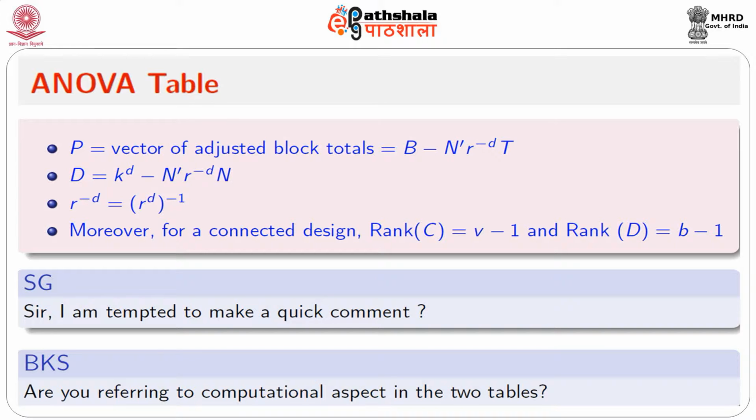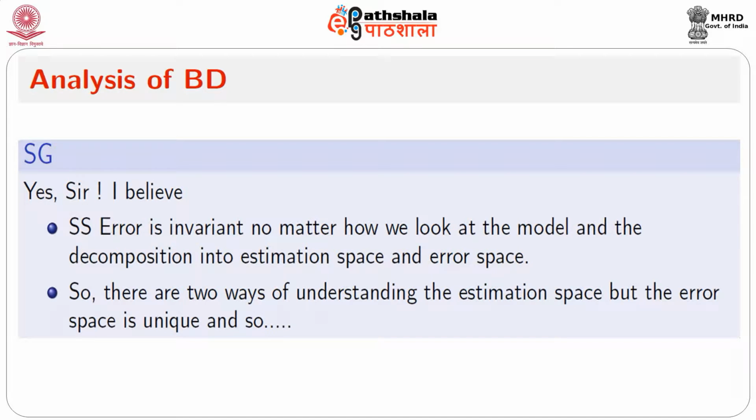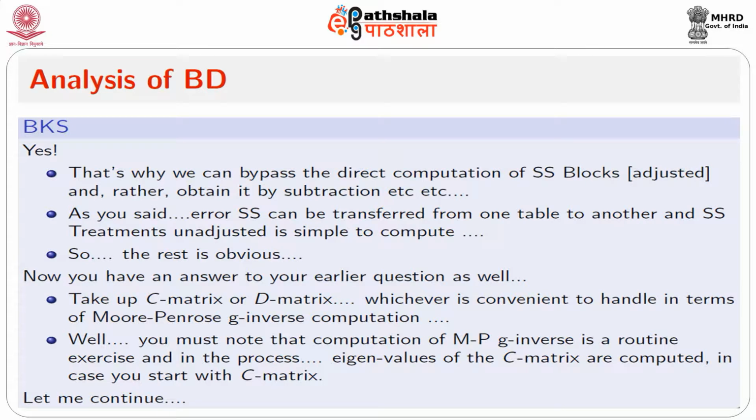Yes, sir. Sir, I am tempted to make a quick comment. Are you referring to the computational aspect in the two tables? Yes, sir. I believe sum of squares of error is invariant no matter how we look at the model and the decomposition into estimation space and error space. So, there are two ways of understanding the estimation space, but the error space is unique, and so... Yes, that's why we can bypass direct computation of the sum of squares due to blocks adjusted and rather obtain it by subtraction, etc., etc.